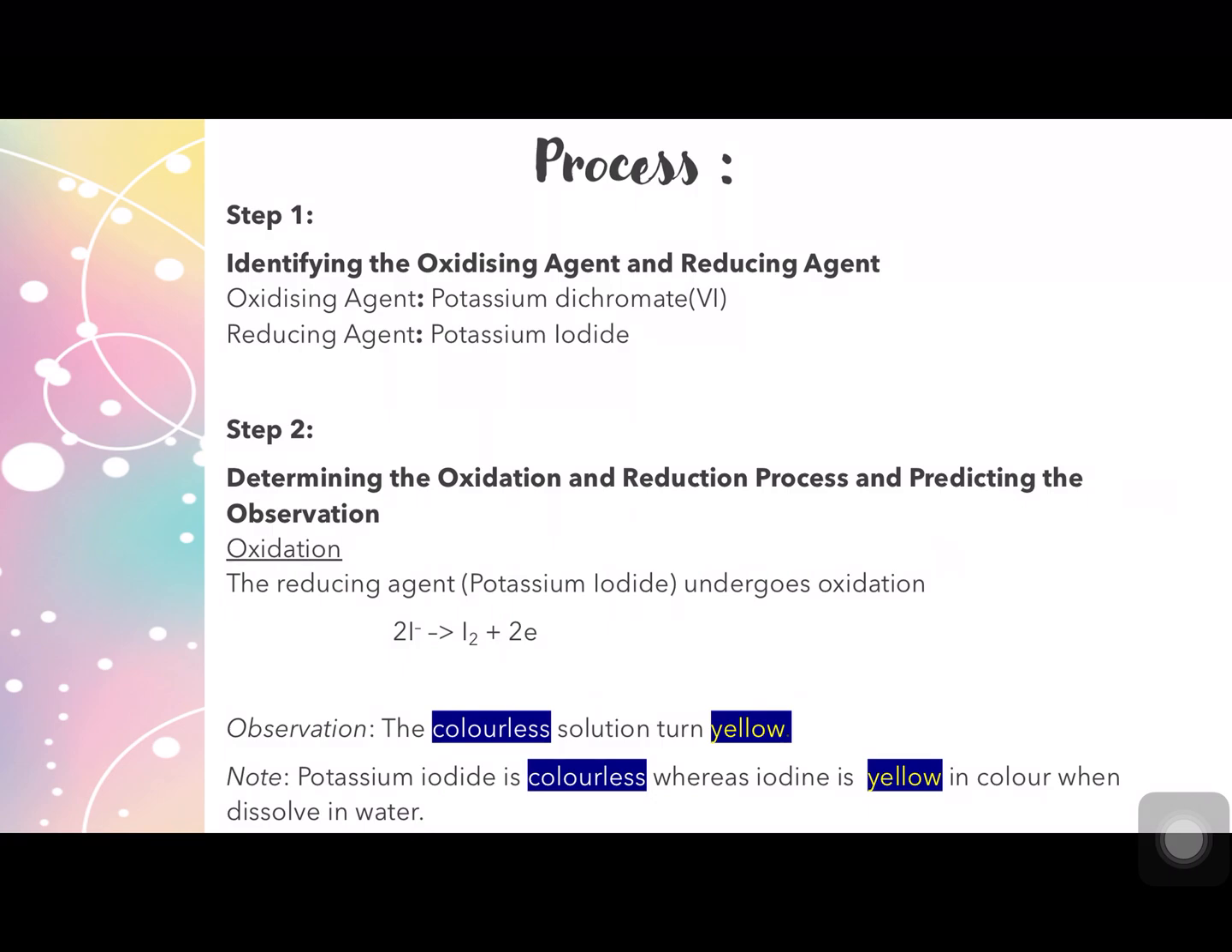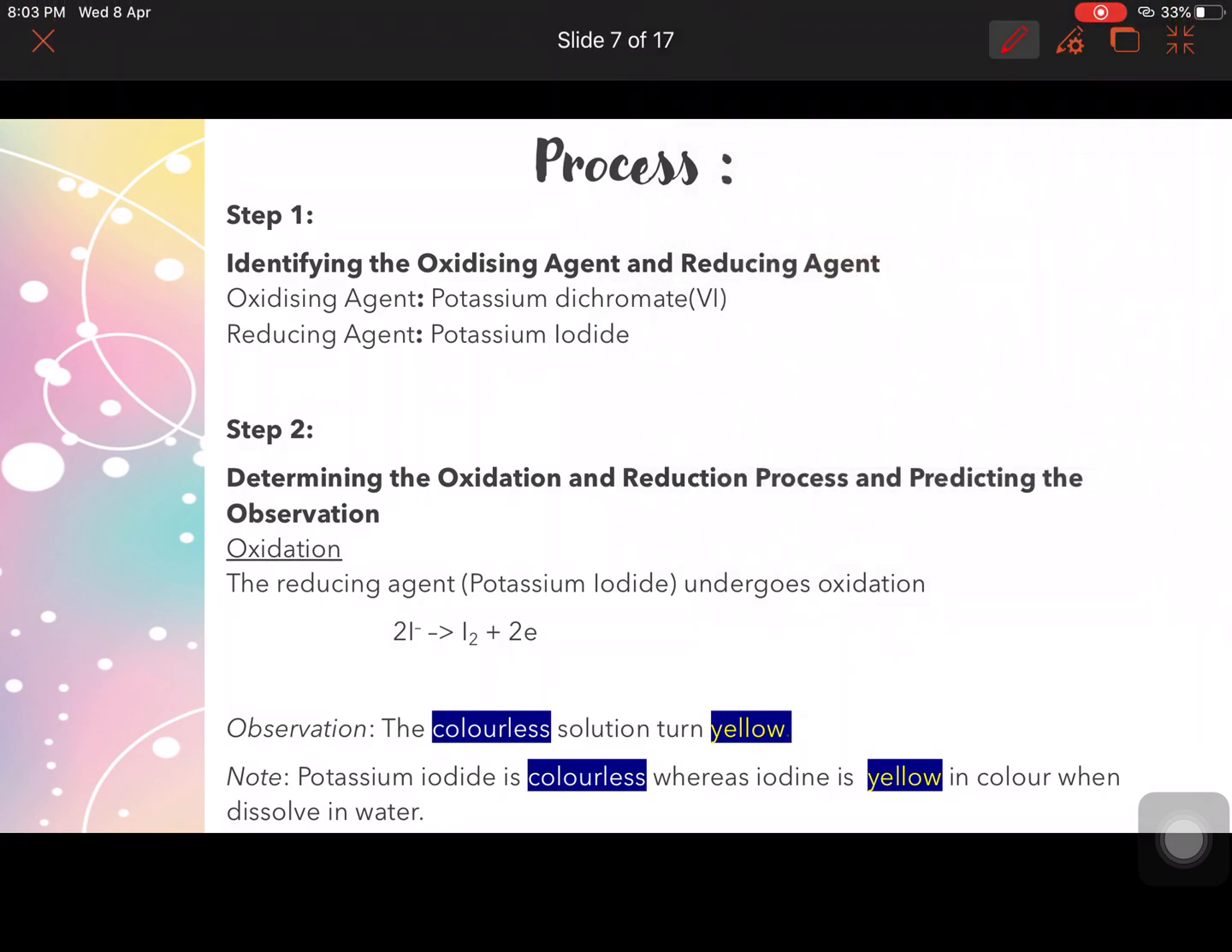As we have learned before, the famous examples of oxidizing agent are potassium dichromate or potassium manganate solution. So if you have potassium dichromate as the oxidizing agent, automatically the other one will be the reducing agent. This is 2 marks already when you identify the oxidizing and the reducing agent. Then step number 2: determine the oxidation and reduction process, whether it donates or accepts electrons, and predict the observation.